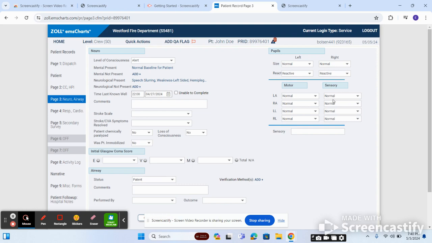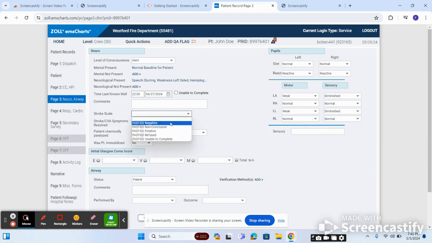But because this is a stroke, we're going to want to make sure that we change these. So we're going to say his left arm is weak. We're going to say his left leg is weak. We're going to say his right arm and his right leg are fine. And we're going to say that his sensory on both of these sides are diminished. His pupils are still the same. They're still reactive, so we can leave those. If there were alterations in them, you can change them literally to anything you need to over here. But for now, for this demonstration, we'll leave them as normal.